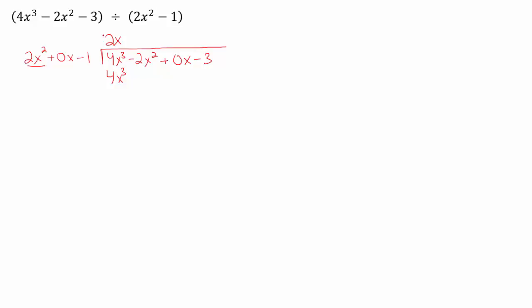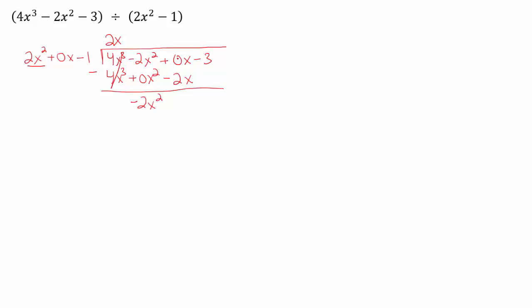But then I'm going to take this term and multiply it by each one of these. So 2x times 0x is just going to give me a 0x, because 0 times 2 is 0, but there's 2 x's, so it's going to be 0x squared. 2x times negative 1 is going to give me a negative 2x. Then I'm going to subtract. 4x cubed minus 4x cubed is 0, so that's going to go away. Negative 2x squared minus 0 is going to just give me my negative 2x squared.